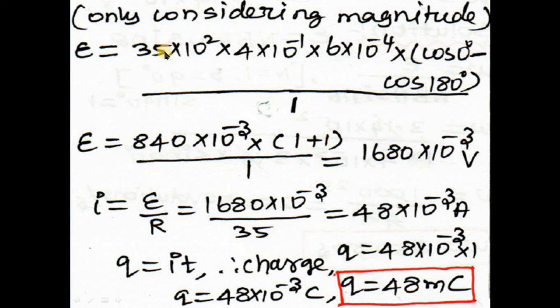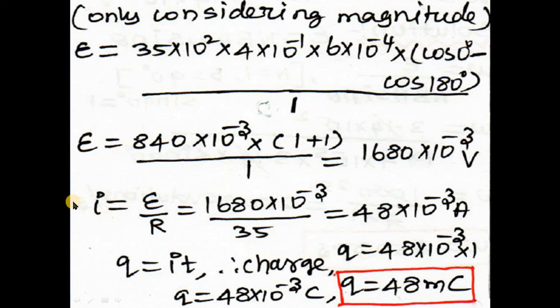Here 35 into 4 into 6 is nothing but 840. 840 into 10 power minus 4, 10 power minus 1, 10 power minus 5. 10 power minus 5 plus 2 is nothing but 10 power minus 3. So 840 into 10 power minus 3 into 1 plus 1, which is nothing but 2. 840 into 2 is nothing but 1680 into 10 power minus 3 volt. This is the value of epsilon.